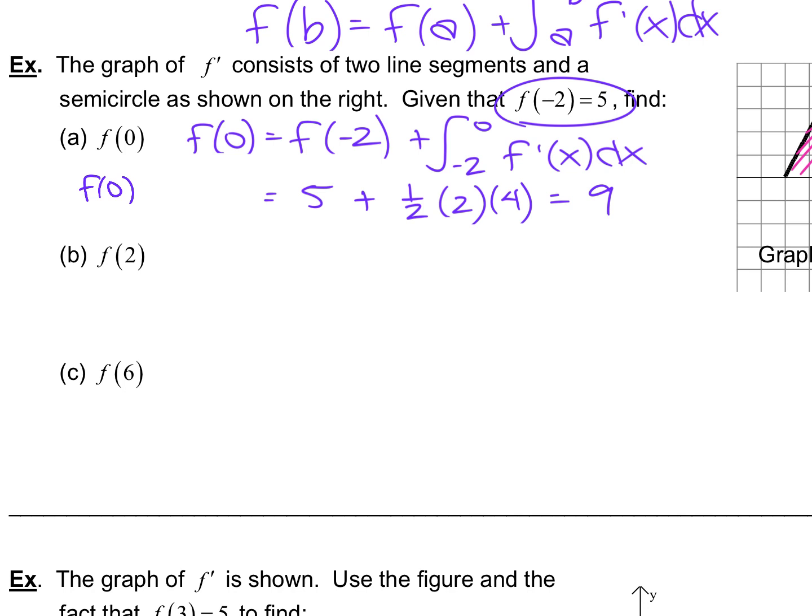Isn't 0 closer to 2? And I'd have to do less area stuff. Would it be wrong to go from -2 to 2? No, but you can use what you found now. That's not 2, that's 9.